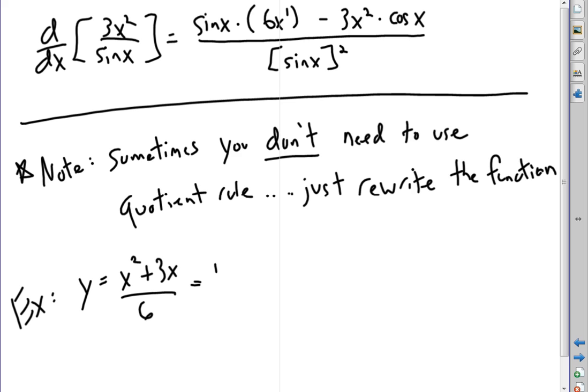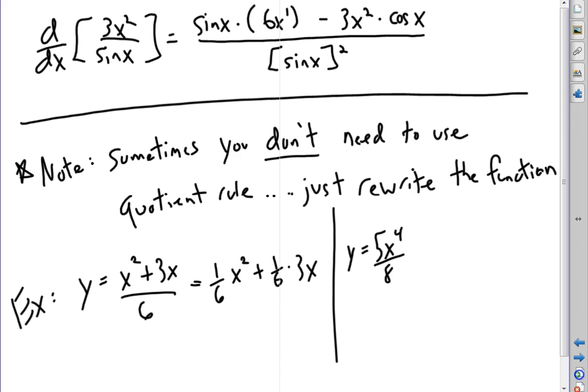You're like, oh, take the derivative. I'm going to have to use the quotient rule. I hate that thing. Well, maybe not. Maybe you could just rewrite this as 1/6 times x squared plus 1/6 times 3x, and then just apply your sum rule combined with the constant multiple rule to take the derivative. So much nicer, so much faster. You're done. I'm not going to bother writing the derivative there.